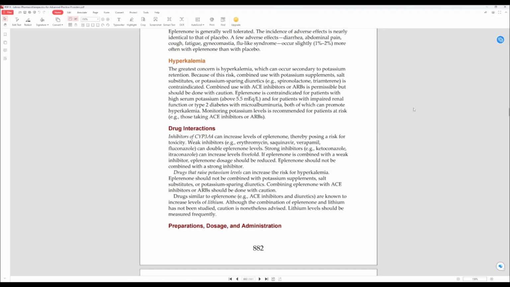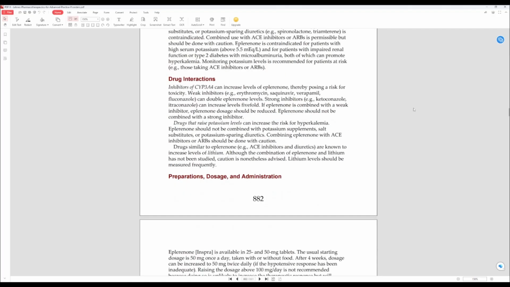Drug similarities to eplerenone. So, ACE inhibitors and diuretics are known to increase levels of lithium. Although the combination of eplerenone and lithium has not been studied, caution is nonetheless advised. Lithium levels should be measured frequently.